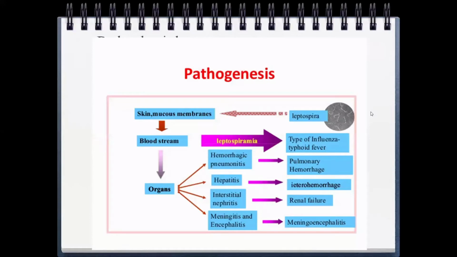When it enters from the bloodstream into the organs, now it can enter lungs. So it will produce hemorrhagic pneumonitis. Later on, it can produce pulmonary hemorrhage. It enters into the liver. In the liver, it produces hepatitis, and later on it also produces the icterohemorrhagic phase of leptospirosis. It enters into kidneys, producing interstitial nephritis, and later on leading to renal failure. And renal failure is the cause of death in case of leptospirosis. Okay, and it also enters the brain, leading to meningoencephalitis.